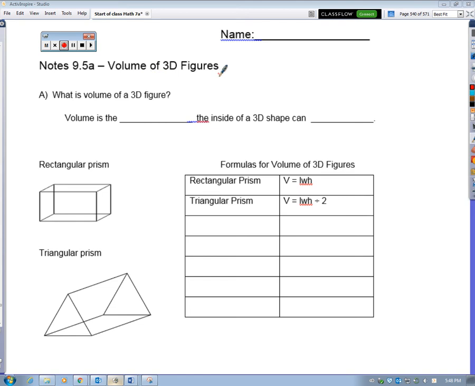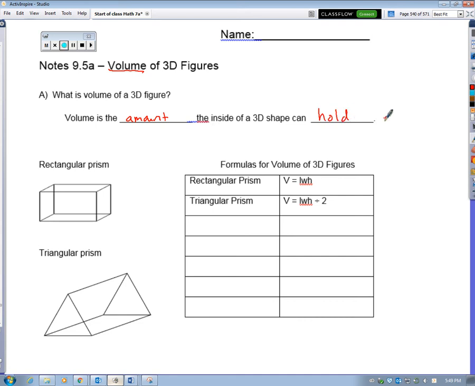We're going to end the chapter with volume, which is kind of nice because it's a little bit easier and quicker to calculate. Okay, I think you guys will like the volume a bit more than you like the surface area problems that we were just working on. So what is the volume of a 3D figure? Okay, the volume is the amount the inside of a 3D shape can hold.